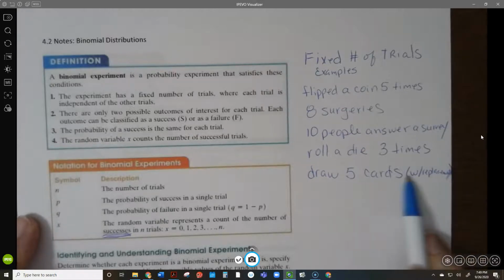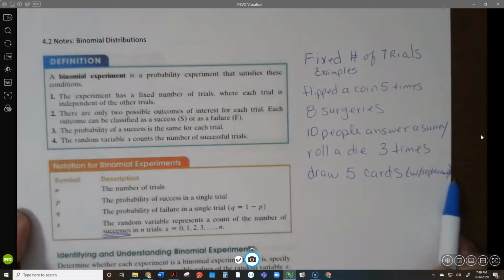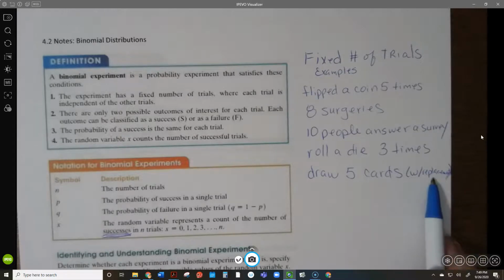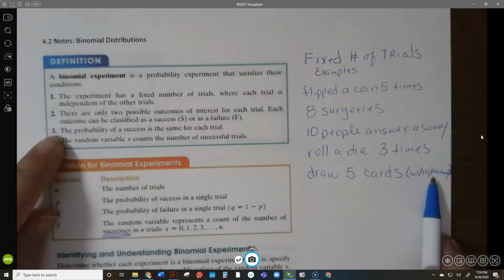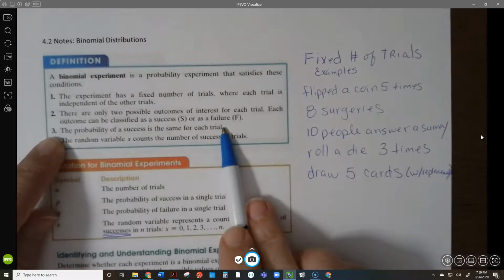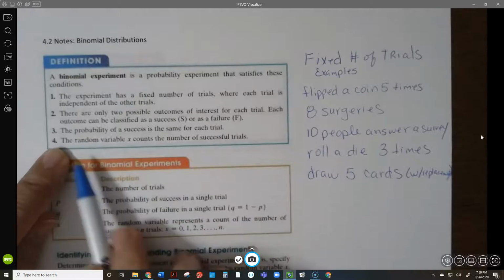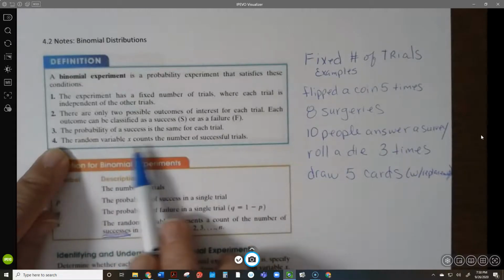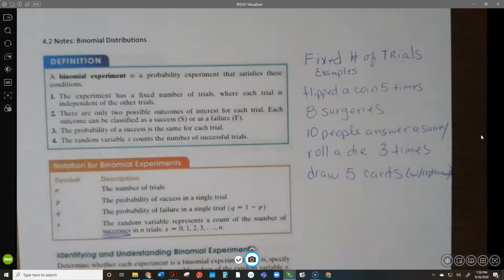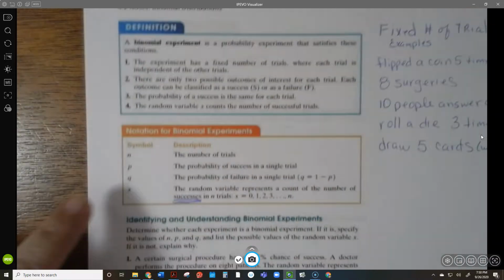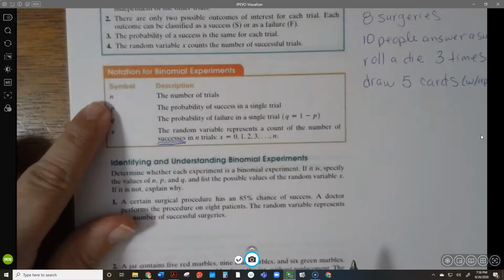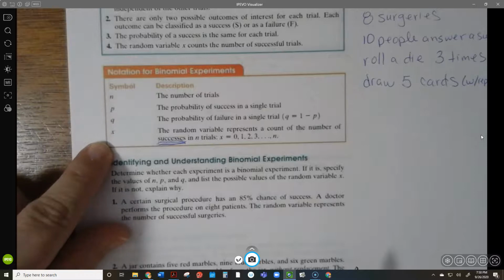And if you don't understand the "with replacement" right there, when we get down to example number 2, we'll discuss that a little bit more. Okay, so we've talked about the probability of success has to be the same, and then the random variable x counts the number of successful trials. So on your variables here, you've got n, p, q, and x.